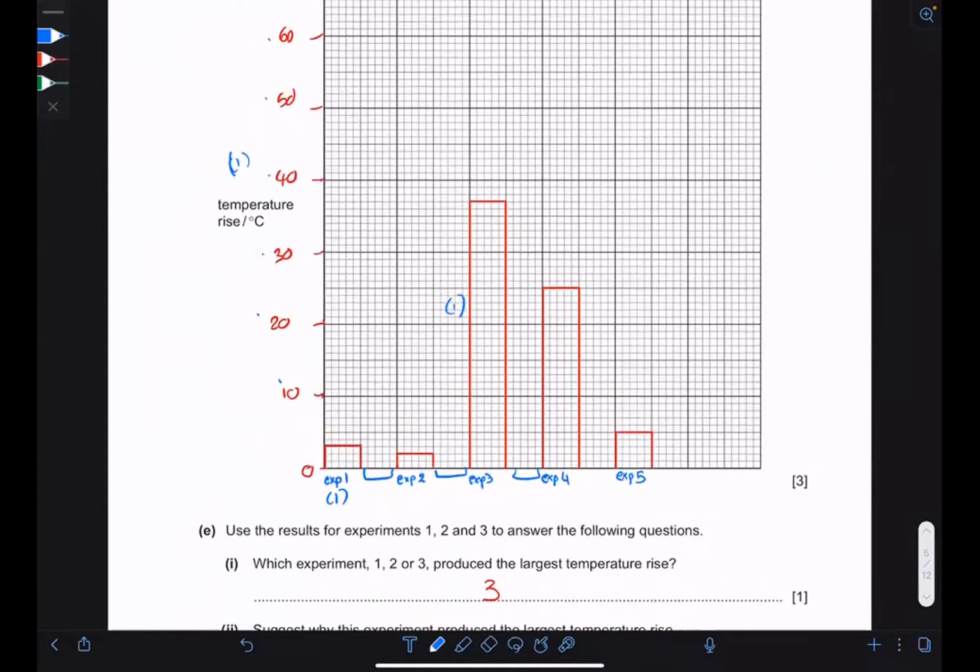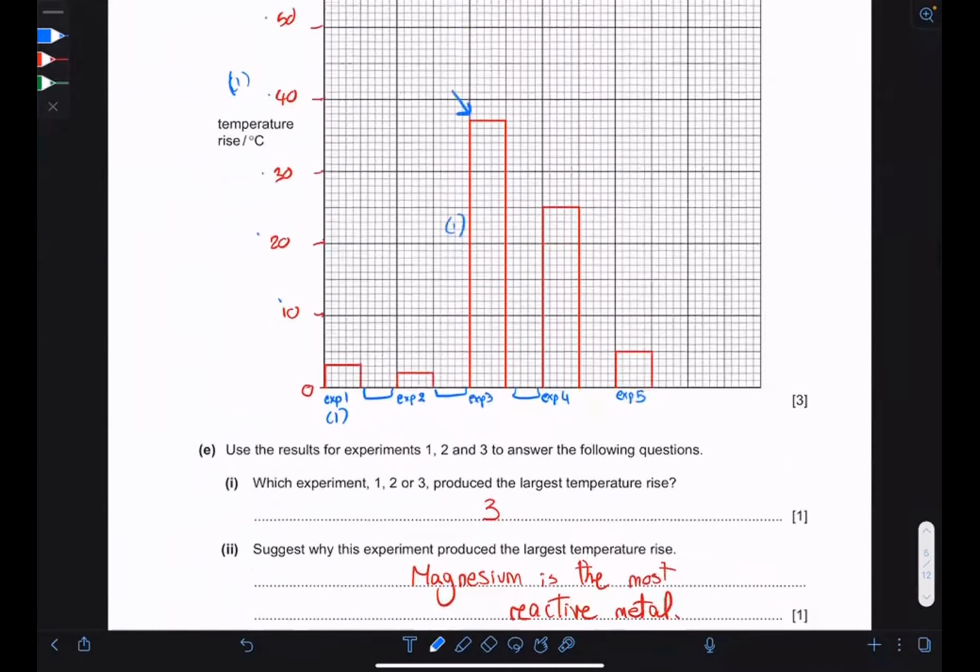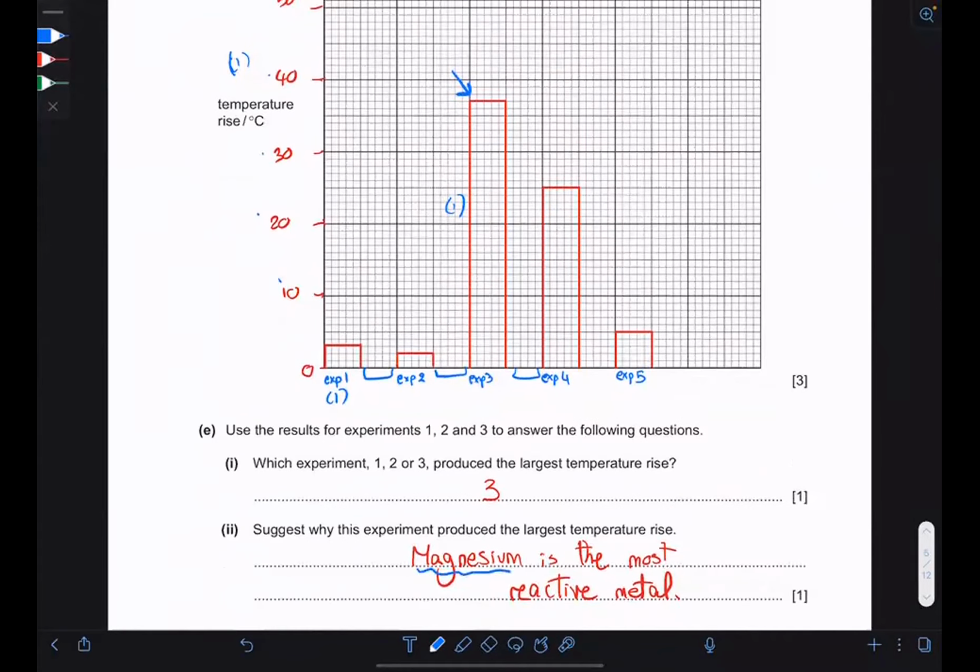Use the experiments to answer the following question. Which experiment produced the largest temperature rise? Obviously, it's experiment 3. Why? Because you used magnesium in this experiment, and in the rest of the experiments, you didn't use a more reactive metal. So magnesium is the most reactive metal used in the experiments. That's why it produced the largest temperature rise.